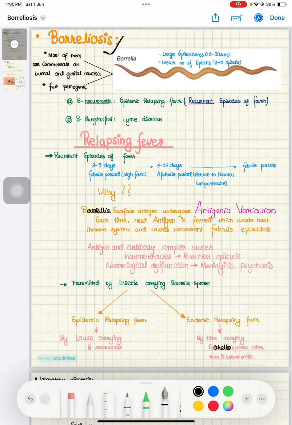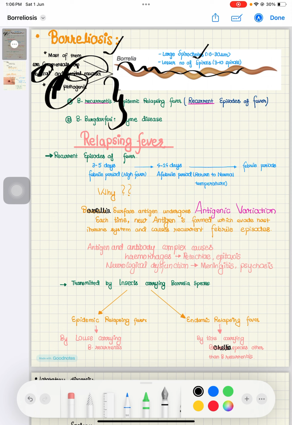Borreliosis. Borreliosis is manifested by the pathogenic Borrelia. Borrelia are large spirochetes having a lesser number of spirals. Most Borrelia are common cells on the buccal and genital mucosa, and only a few are pathogenic. The disease is mostly caused by the pathogenic Borrelia. These are collectively called borreliosis.